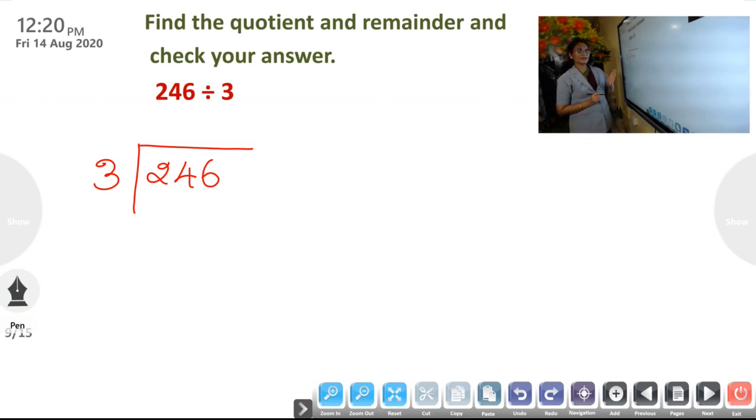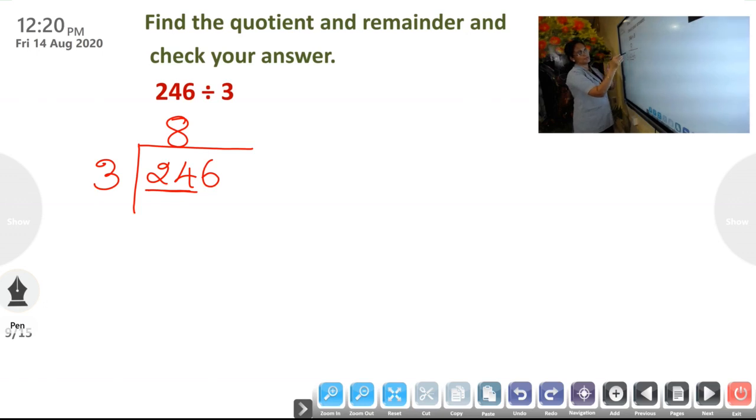So, what will you do? Take the next digit also. That is, you take 24 together. Then what is 24 divided by 3? So you have to say the table of 3. How many 3's are 24? 8 3's are 24. So that 8 you write as a quotient at the top.